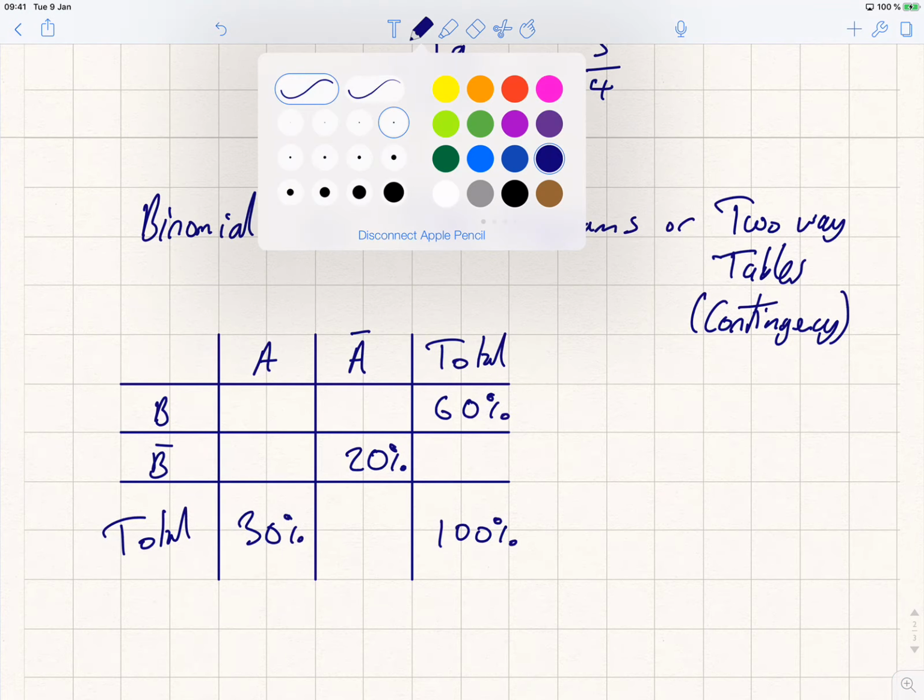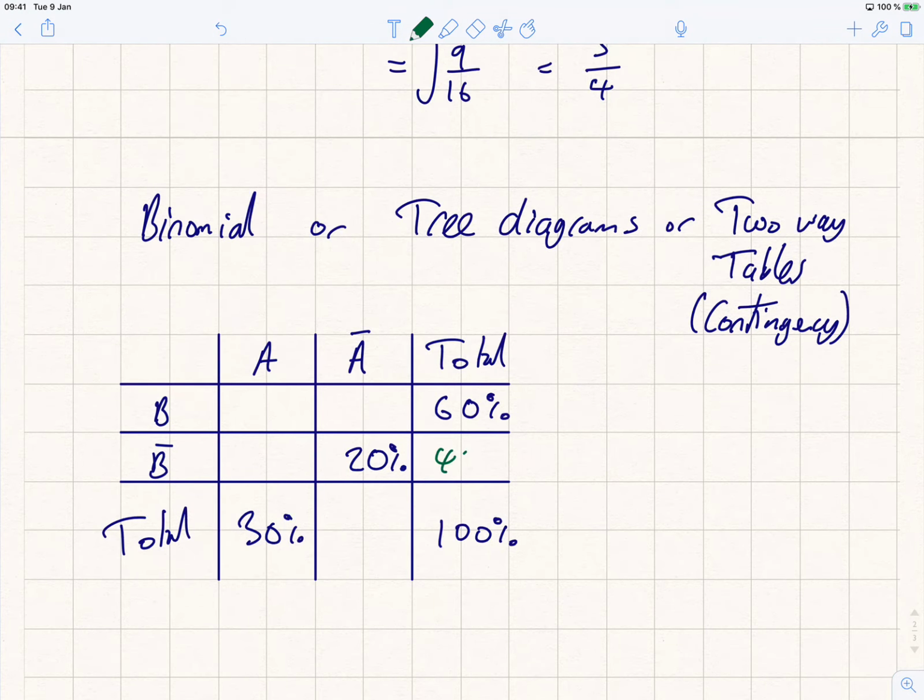So we now need to fill in everything else. We know that this must sum to 100%. That's 40%. This must sum to 70%. So that must be 50%. So that must be 10%. And this final one must be 20%. And you see that they all work nicely.